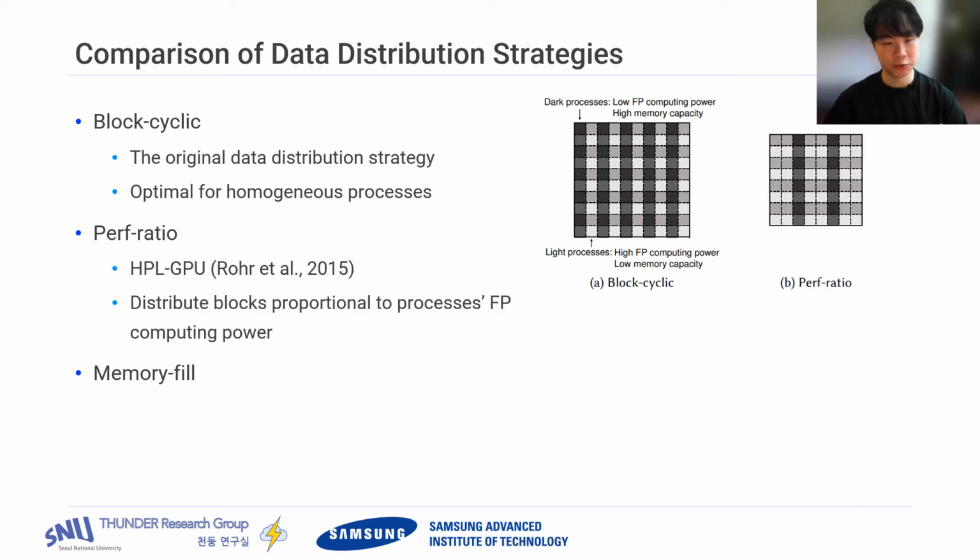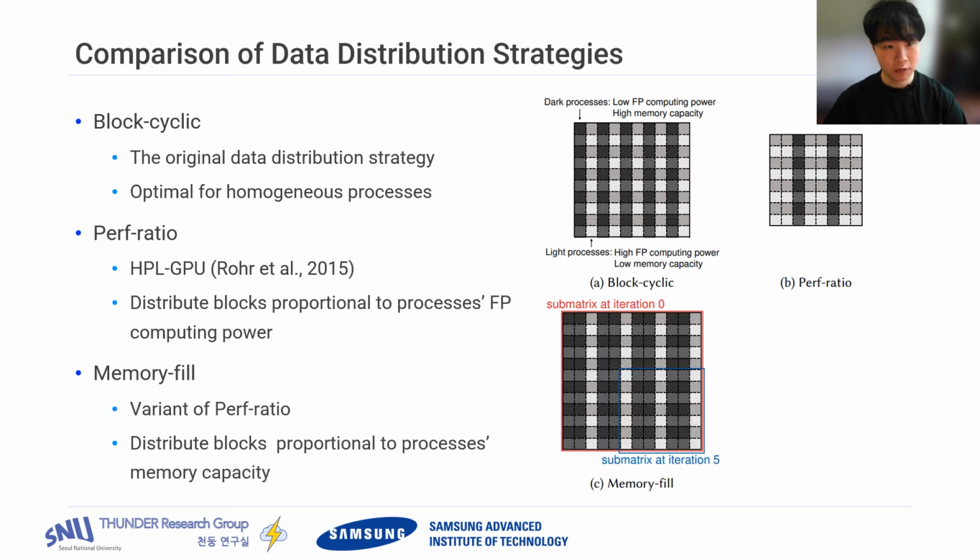Perf ratio data distribution is used in previous work, HPL-GPU, by Rohr et al. It distributes the data proportional to the computing power of each process and keeps the ratio of the trailing submatrix size equal as the LU factorization progresses. The HPL problem size of block cyclic and perf ratio are not large enough because they cannot fully utilize every process's memory. The processes with the smallest memory size bound the entire problem size.